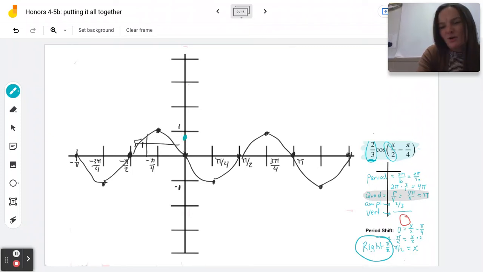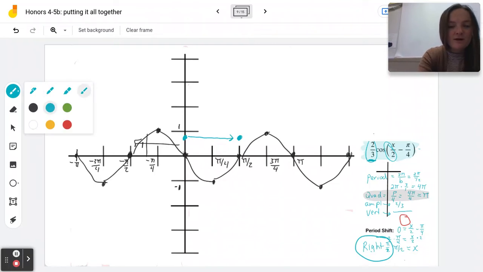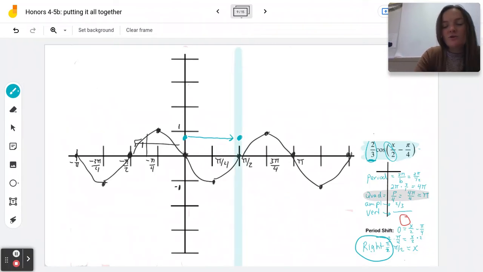But that's not actually where cosine is going to start because it says we need to move right pi over 2. So I'm going to take that point and I'm going to shift it right pi over 2. From there, we're going to create our first quadrant line. That's kind of like our anchor point. So we can't make the quadrant line on the y-axis because we actually shifted our starting point somewhere else.